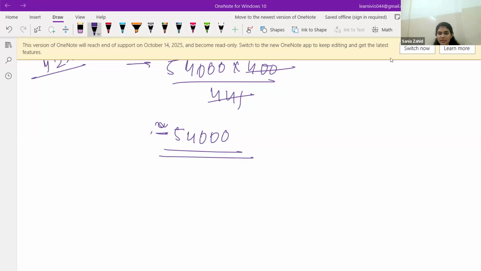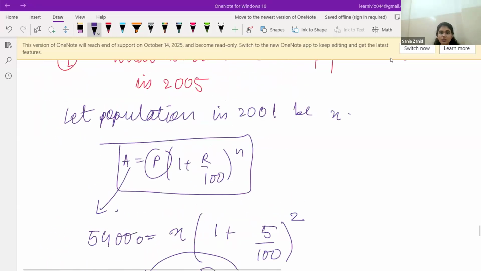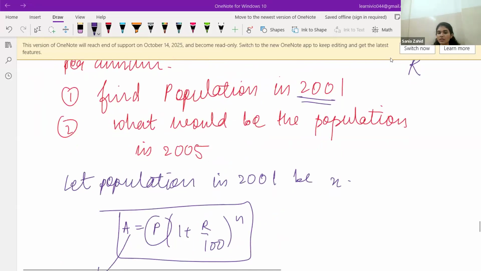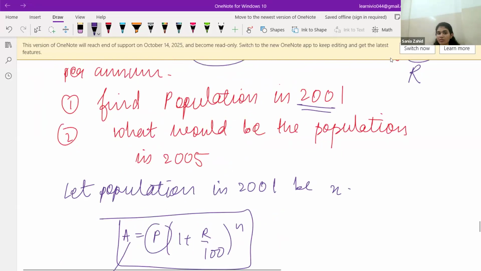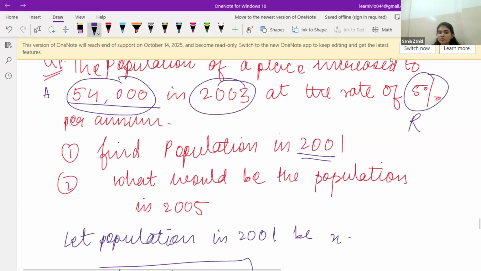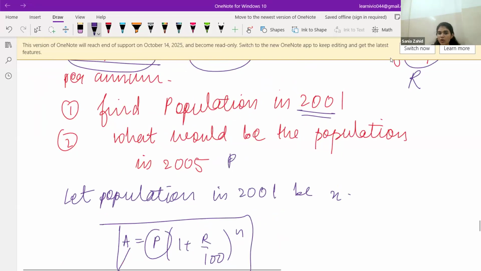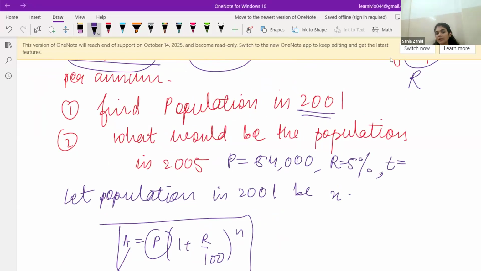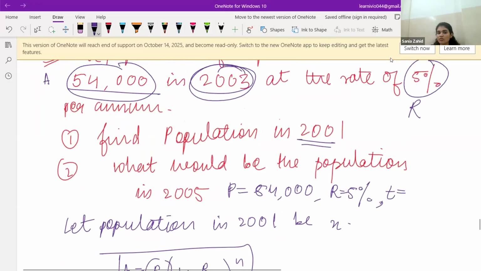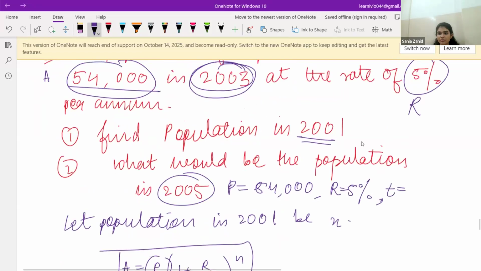So just do the next part as well. The next part is telling you what would be the population in the year 2005. So children, to find the population in 2005, now this 54,000 becomes the principal. So now the principal is 54,000. The rate is the same, only 5%. The time is also the same. Tell me, how much is the time from 2003 to 2005? 2 years.